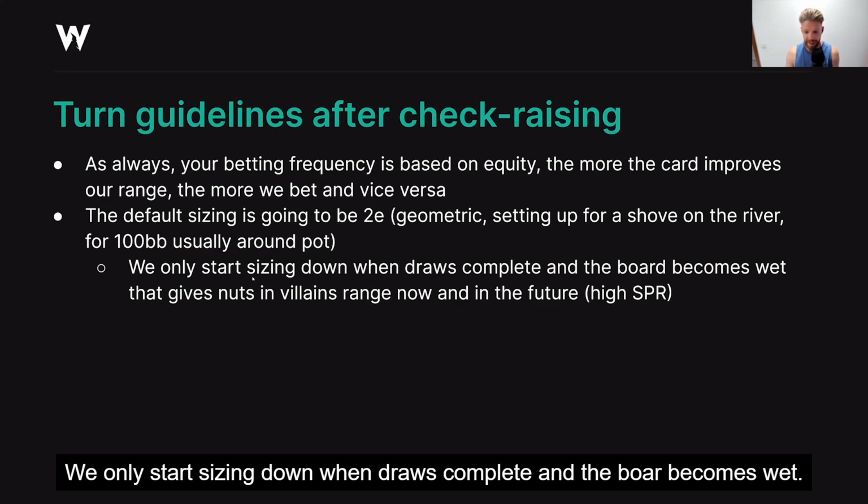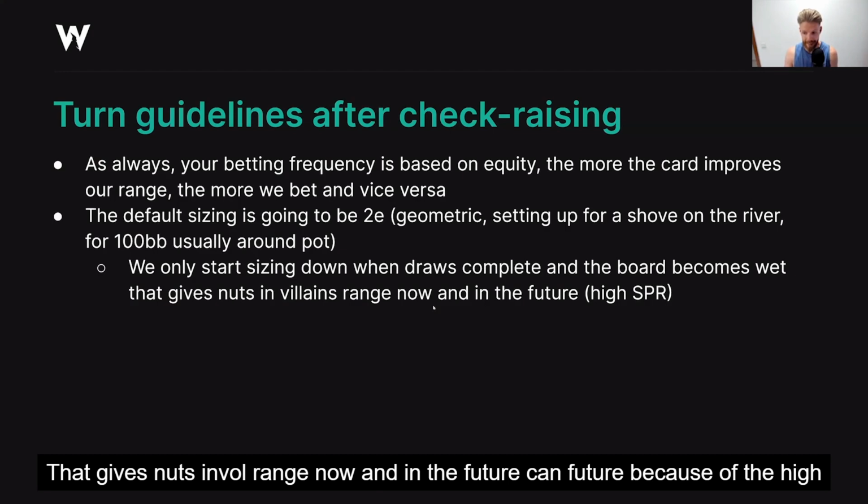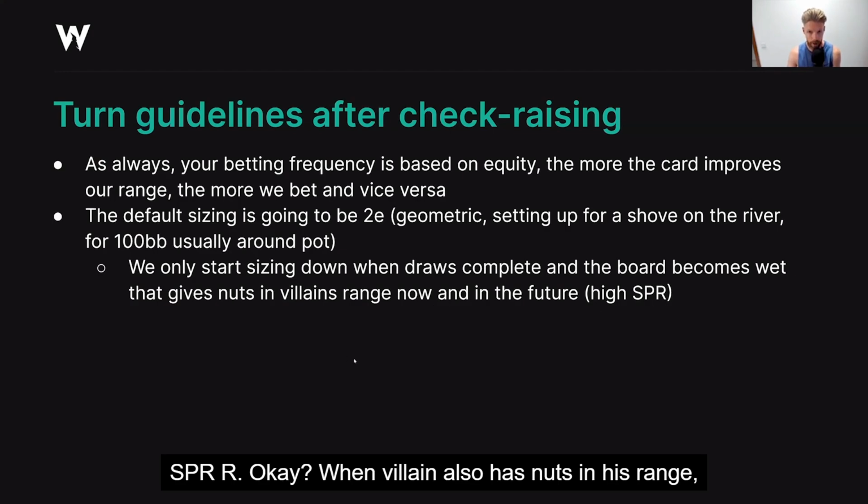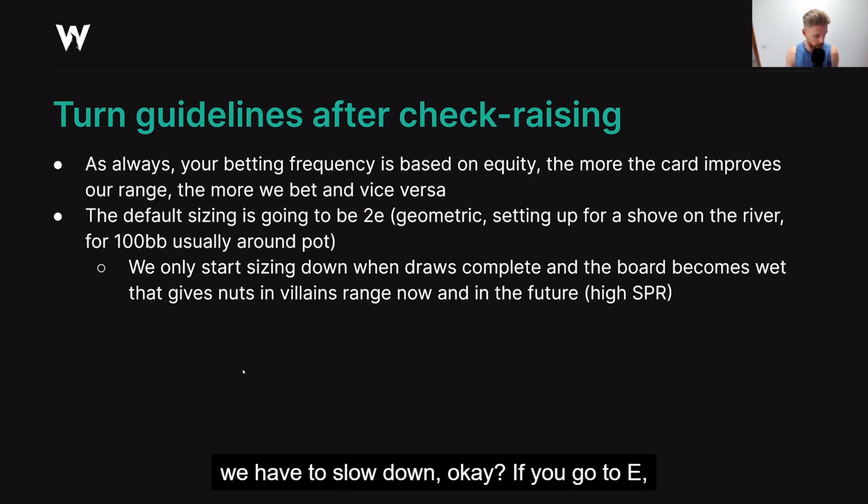We only start sizing down when draws complete and the board becomes wet. That gives nuts in villain's range now and in the future. Again, future because of the high SPR. Okay. When villain also has nuts in his range, we have to slow down.